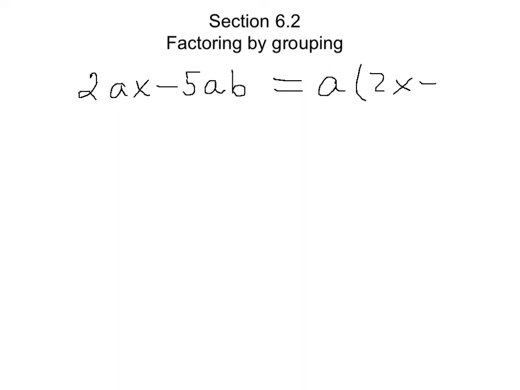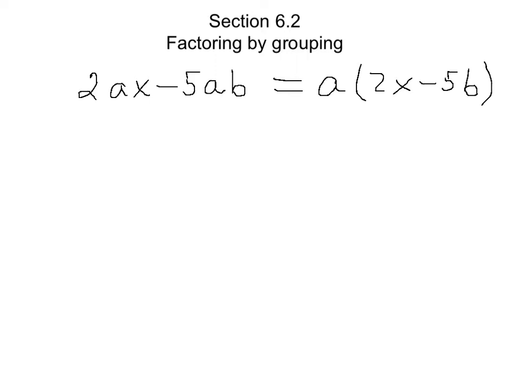Let me begin by asking you a very simple question. Suppose we want to factor, let's say something like this, 2ax minus 5ab. We look for the common factor, which in this case is pretty simple. It's just a. So we take an a out, and we get 2x minus 5b. Pretty simple, not much going on there.